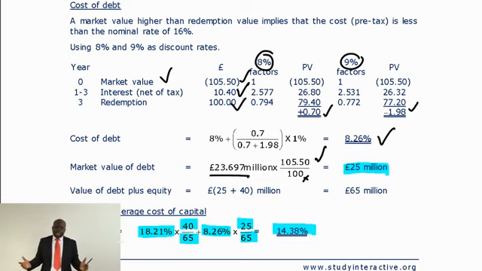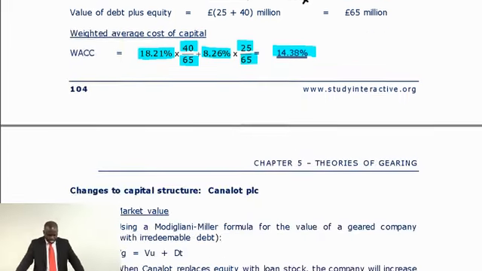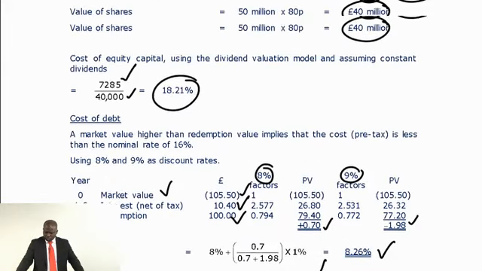But if you are lucky enough, you go there and the examiner gives the current dividend as the base for the future dividend, just as we've been doing. You just pick it and then you carry on with it. Okay, now let's move on to Canalot.